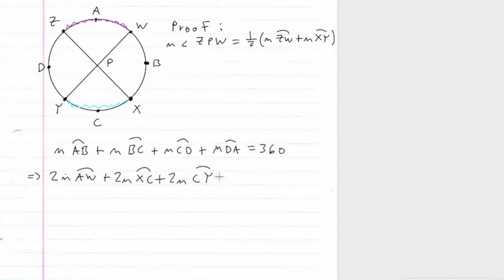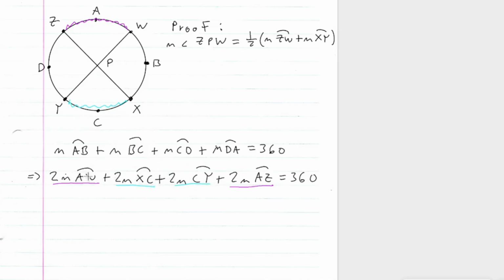And then lastly, the measure of arc DA. Notice we're only interested in this purple part. Since Z is a midpoint of arc DA, this is the same thing as 2 times the measure of arc AZ, right? So that is equal to 360. So notice now I just have the AW, which is the purple part, and ZA, which is the purple part. XC is part of the blue part, and CY is part of the blue part, right?